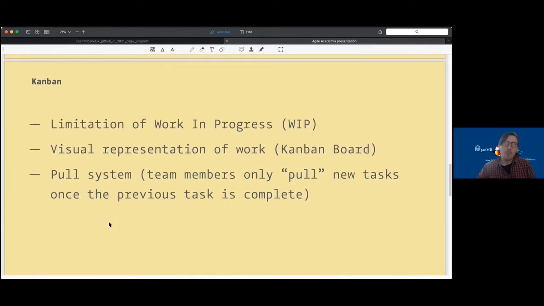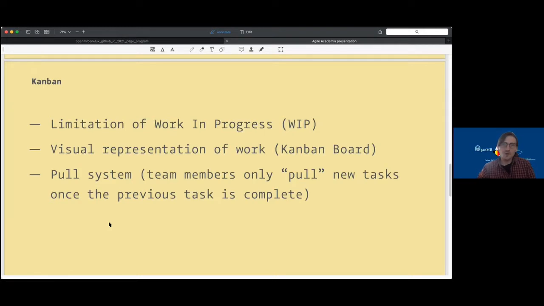Another methodology, with a slightly longer history, is called Kanban. It's about limiting your work in progress, having a visual representation of your work, and the way you think about tasks. Every team member pulls a new task only once the previous task is complete. So it's not about planning, and it's slightly different from the Scrum approach, with more continuous work. Scrum was iteration-based, and after each iteration we review what works and what doesn't.